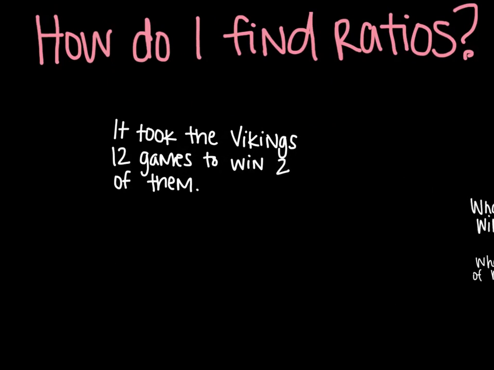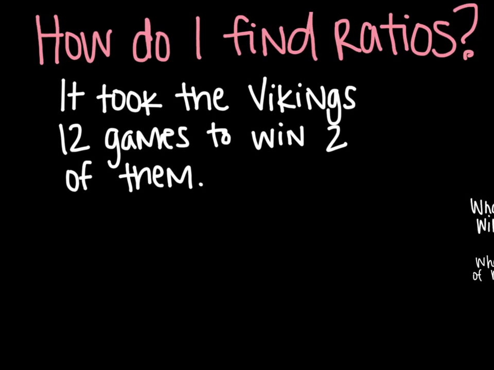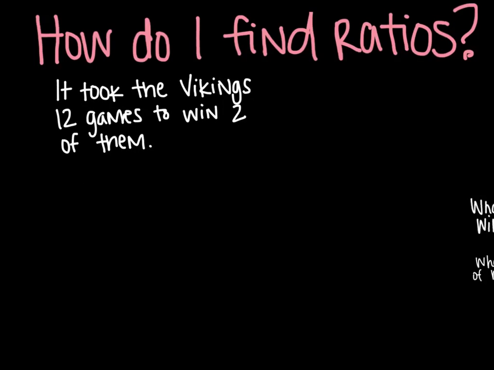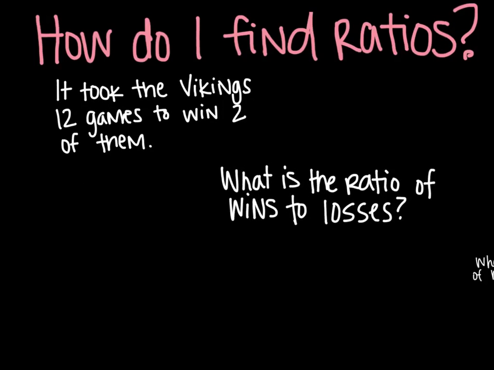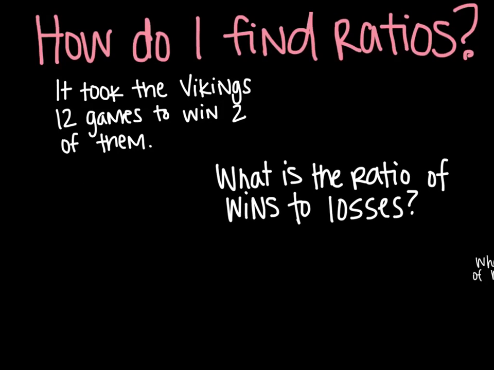How do I find ratios? Here's an example. It took the Vikings 12 games to win 2 of them. The first question we are going to discuss is, what is the ratio of wins to losses? Order is important, extremely, extremely important, because we don't label when we are using them, so we have to follow the order so that we know what we're talking about. So our order is wins to losses, which means they won 2, and then they lost. If there was 12 games played and they won 2 of them, they lost 10. That's using the colon form.